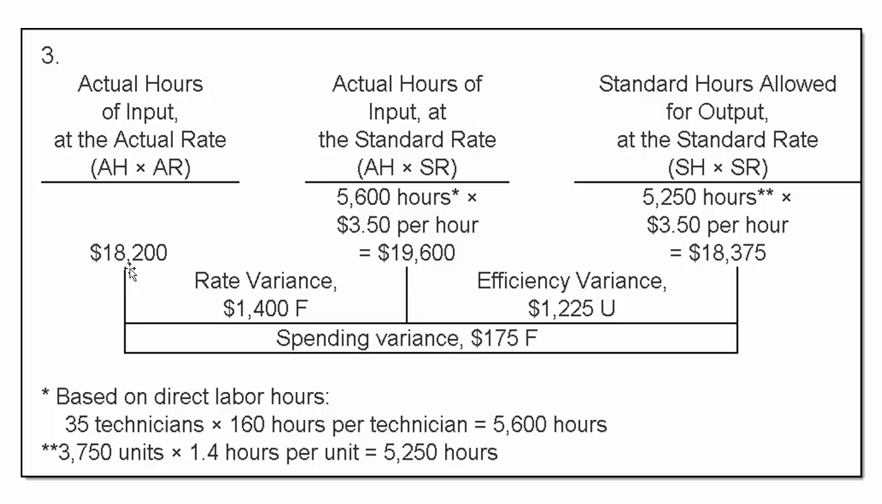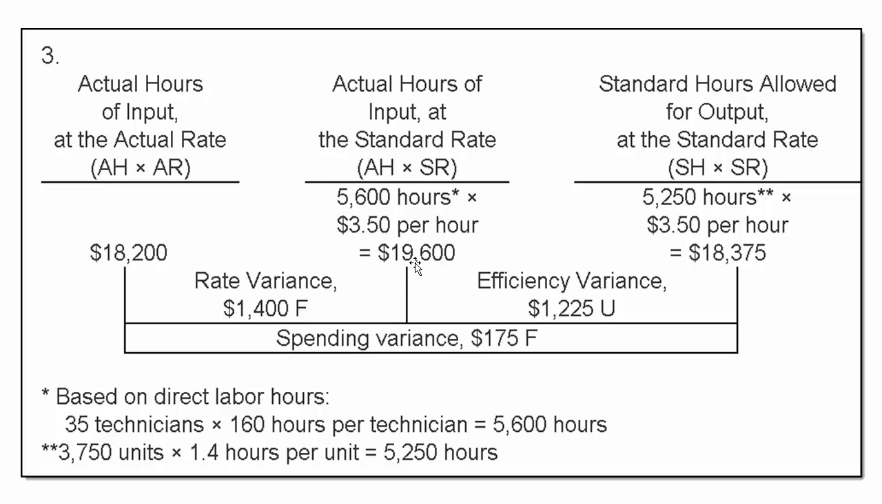Compare the actual spending, what you really spent your money on for manufacturing overhead, versus this middle ground, the actual hours of input at the standard rate. We come up with 19.6, and the difference is the rate variance. Now, you may want to think about it as just 5,600 times the difference between the actual rate and the standard rate. But that's harder to produce when they give you a lump sum dollar amount. Okay, that gets you your rate variance.